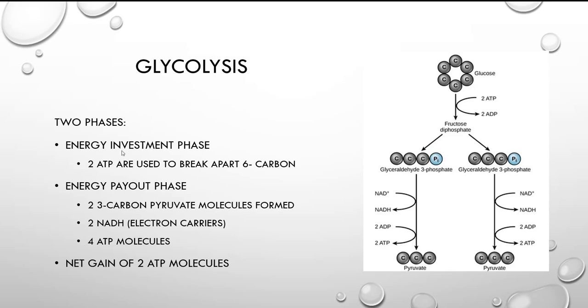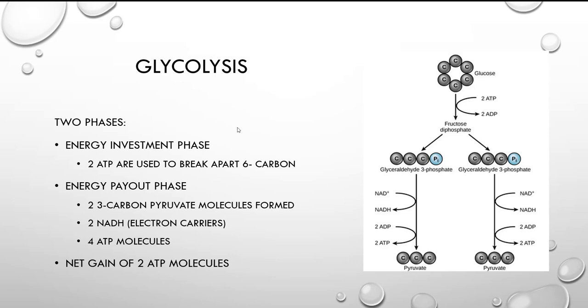So we have 2 phases. In the energy investment phase, we take ATP to break apart the glucose into our intermediates. Then the intermediates undergo the energy payout phase, where we end up with 2 pyruvate molecules, 2 NADH electron carriers, and 4 ATP molecules.